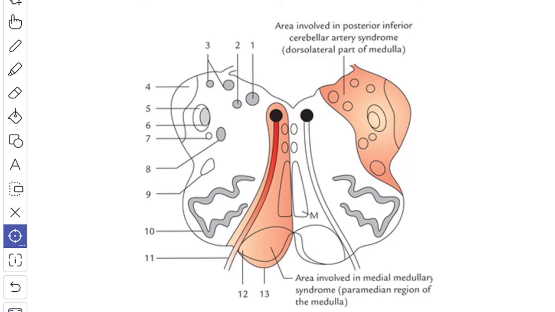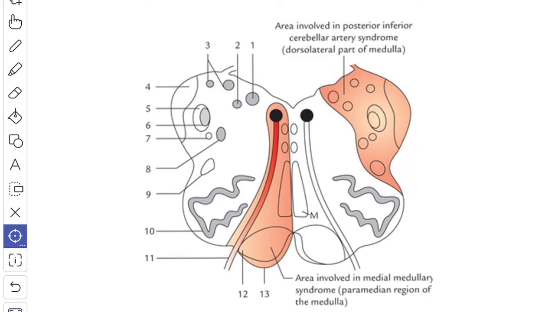The thrombosis of the posterior inferior cerebellar artery therefore affects a wedge-shaped area of dorsolateral aspect of the medulla and the inferior surface of the cerebellum, and it produces the following signs and symptoms. First, you will get the contralateral loss of pain and temperature sensation in the trunk and the limb due to the involvement of spinothalamic tract. Then, the ipsilateral loss of pain and temperature sensation over the face due to the involvement of the spinal nucleus and the tract of trigeminal nerve.